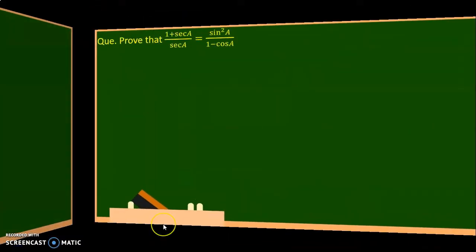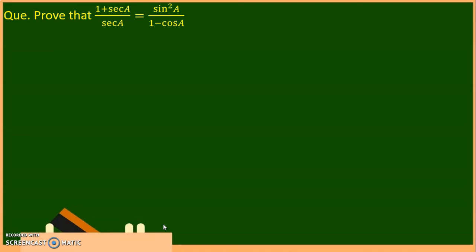Let's see the next question. Prove that 1 plus sec A upon sec A is equal to sine square A upon 1 minus cos A. So here on the left hand side we have the equation in the form of sec A, and on the right hand side we have sine and cos. It means we have to convert the sec in the form of sine and cos. So we can write this sec A as 1 upon cos A.